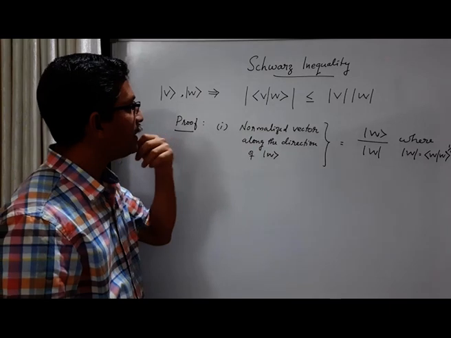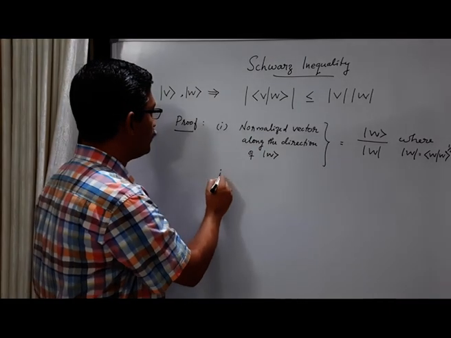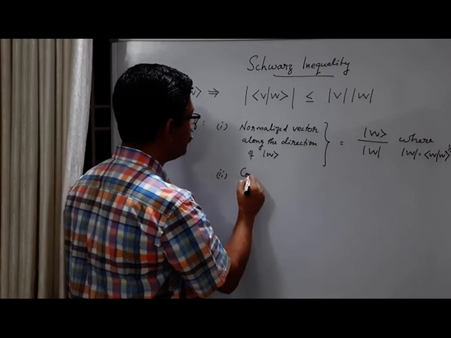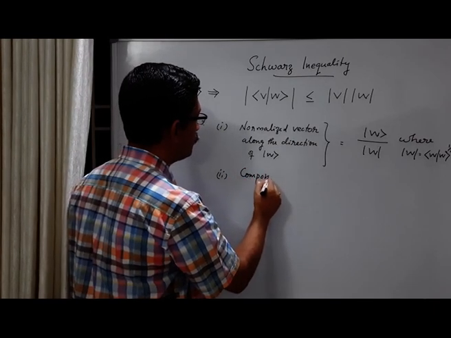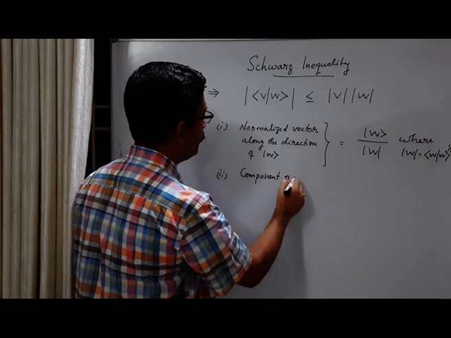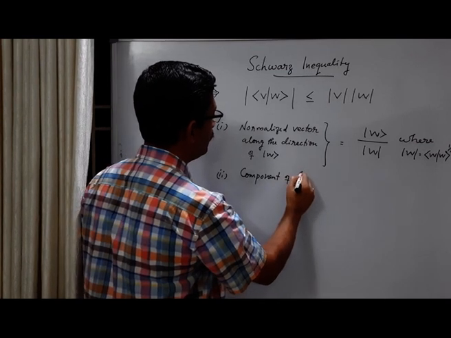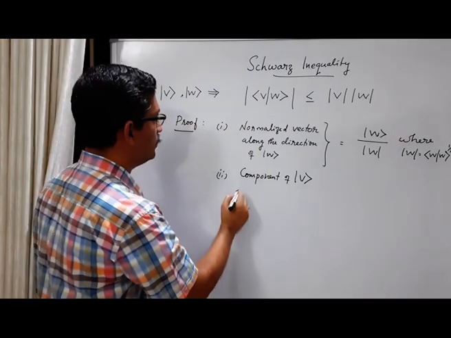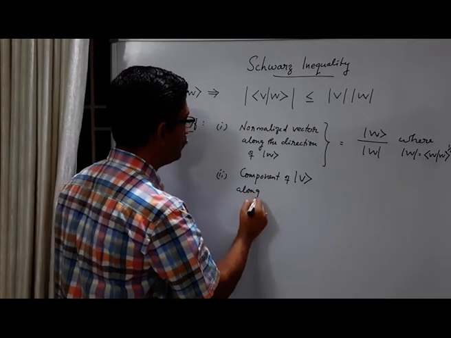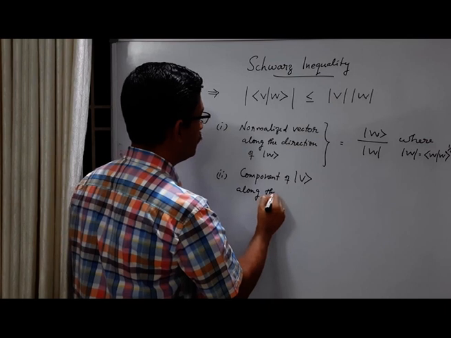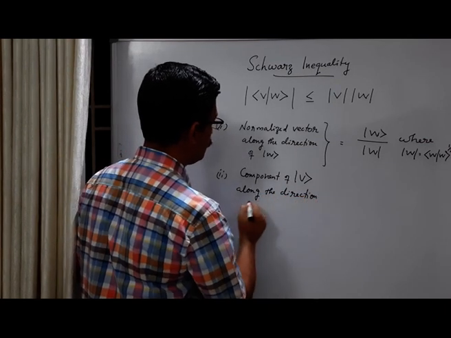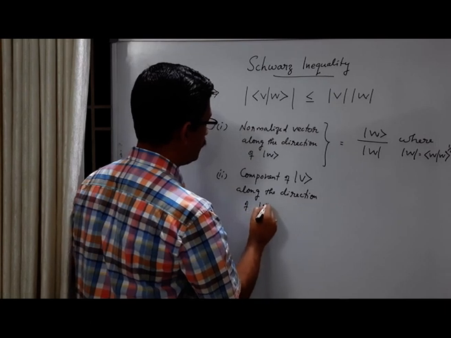So once we get that, the second thing we are going to do is find the component of vector v along the direction of ket w.